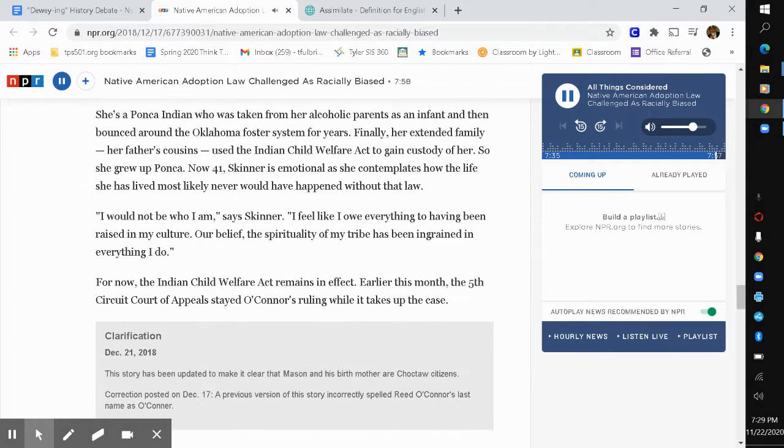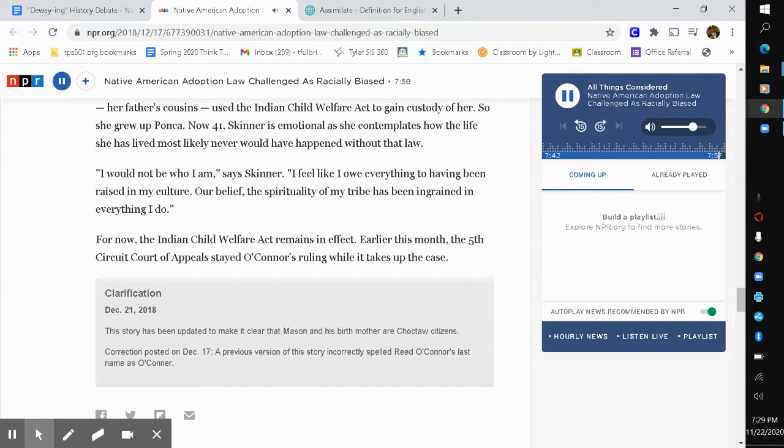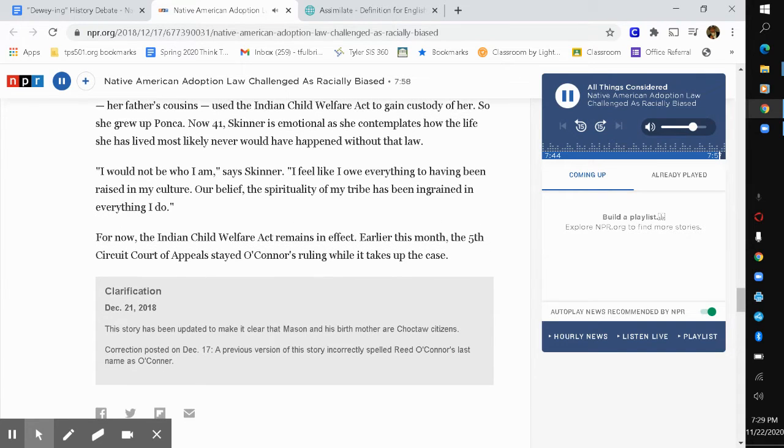Is the Indian Child Welfare Act an unfair racial preference, or a legal acknowledgement that Indians have citizenship rights as both Americans and members of their sovereign tribes? For now, the law remains in effect. Earlier this month, the Fifth Circuit Court of Appeals stayed Judge Reed O'Connor's ruling while it takes up the case.